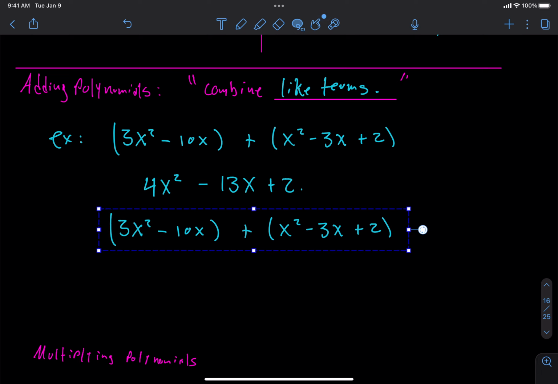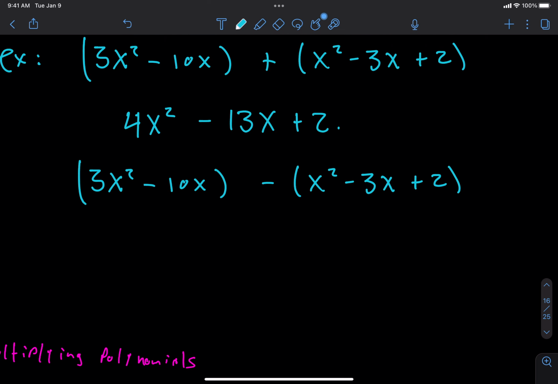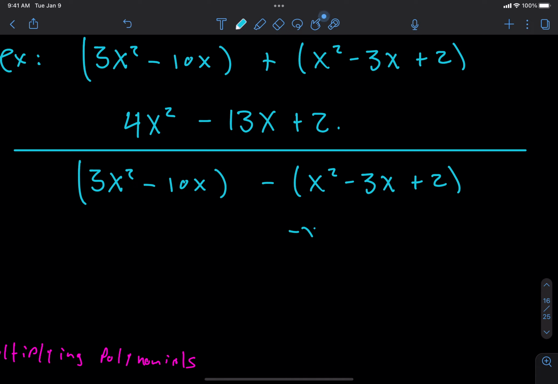All right, let's do something more complicated. Let's do 3x squared minus 10x minus x squared minus 3x plus 2. What am I going to have to change about my strategy to accomplish this one, this harder one? I'm going to need to distribute the negative, okay? So you can think about that in a couple of different ways. You could literally rewrite it as plus negative x squared plus 3x minus 2, like so.